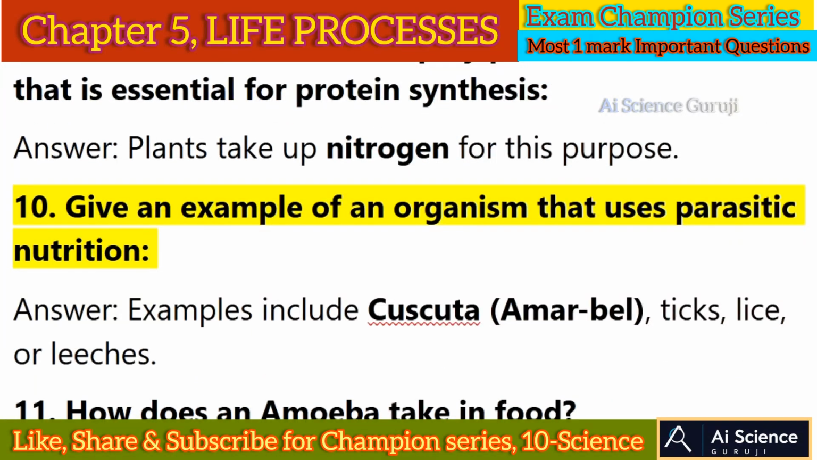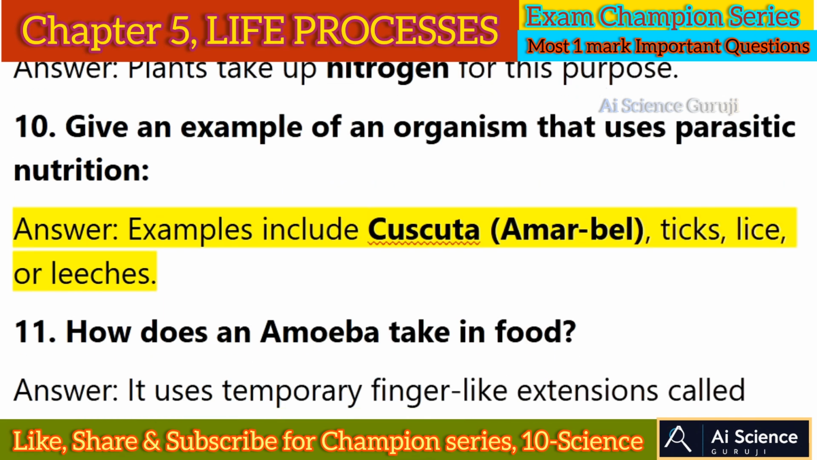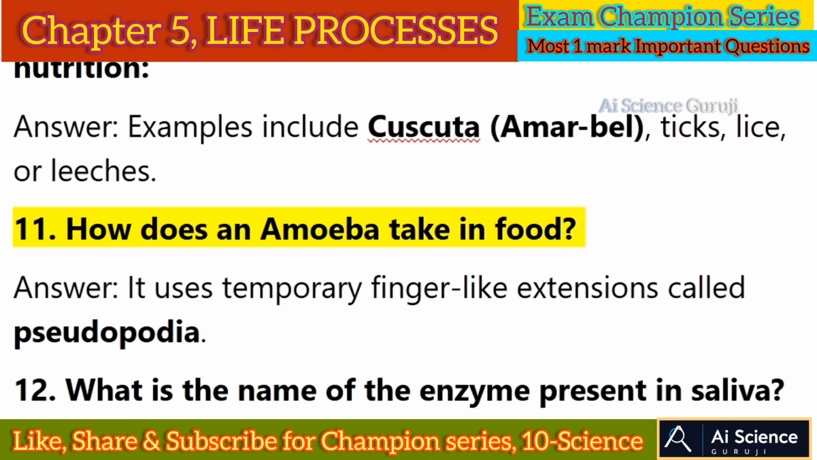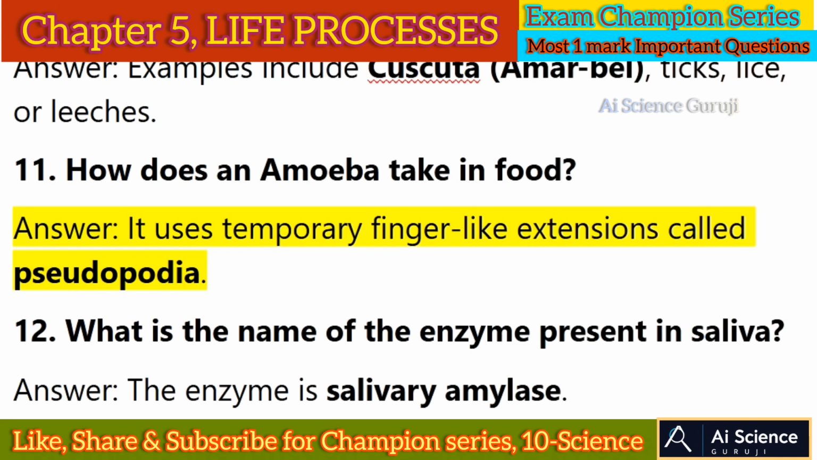10. Give an example of an organism that uses parasitic nutrition. Answer. Examples include cuscuta, ticks, lice, or leeches. 11. How does an amoeba take in food? Answer. It uses temporary finger-like extensions called pseudopodia.